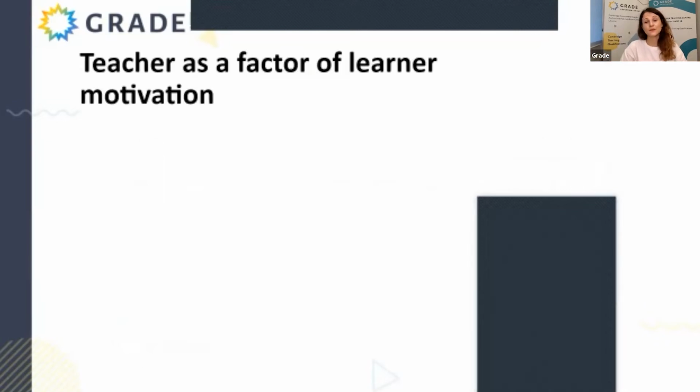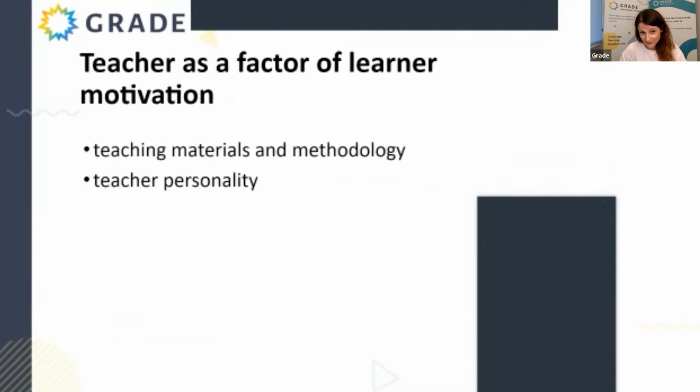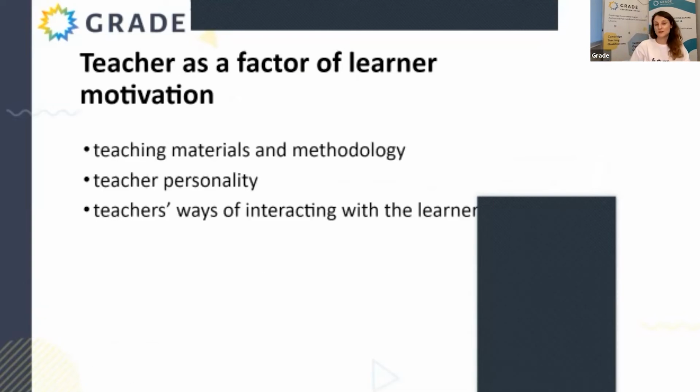Then we have the teacher, as we have already said many times today, as a factor of learner motivation. And it's not about only materials and methodology. Great books and international qualifications are important, but we still have to be people. We have to have a human side of things. We have to have our personality that they will like, or they will at least have something in common with, and then they can feel a bit at ease, more at ease.